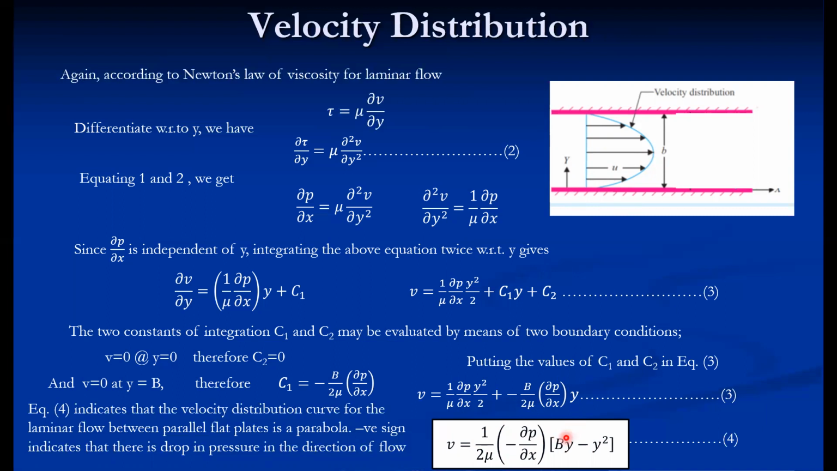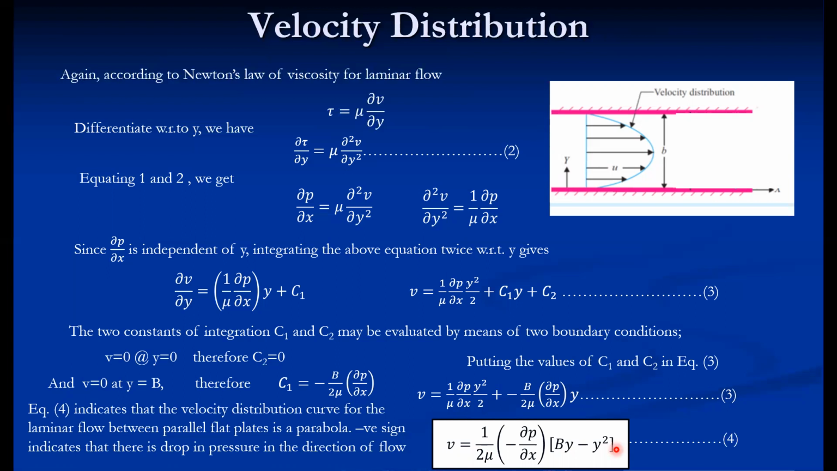So the negative sign indicates that the pressure decreases along the direction of flow. Pressure drops along the direction of flow. This is the first part, that is the velocity distribution.